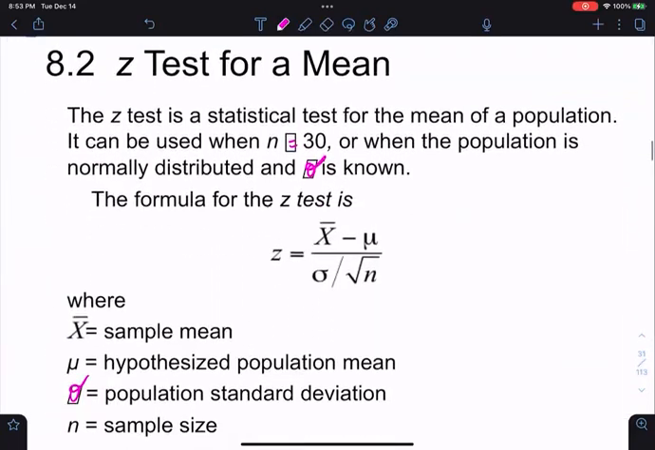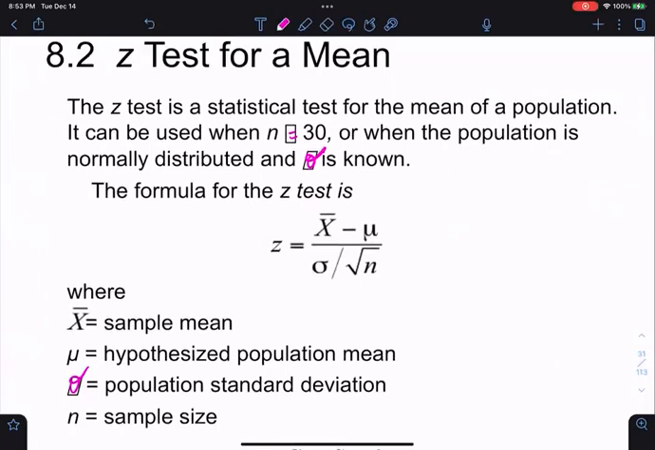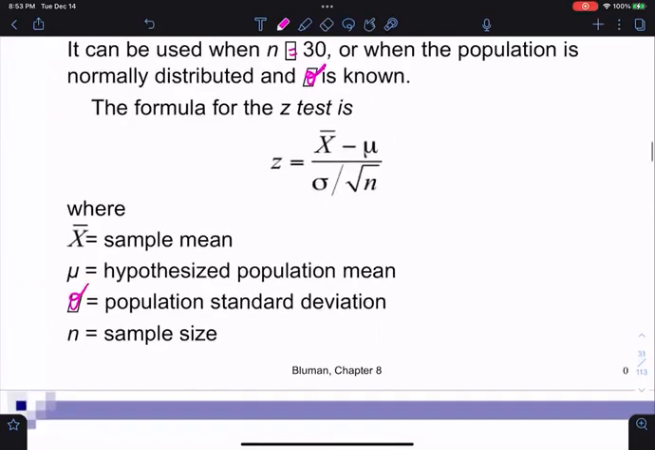So the z test for the mean. The z test, a statistical test for the mean of a population, can be used when n is greater than or equal to 30, or the population is normally distributed and sigma is known. So that's why you need to remember. Here, the sample size is 30 and sigma, the population standard deviation, is known. So you can use the z test in this situation.